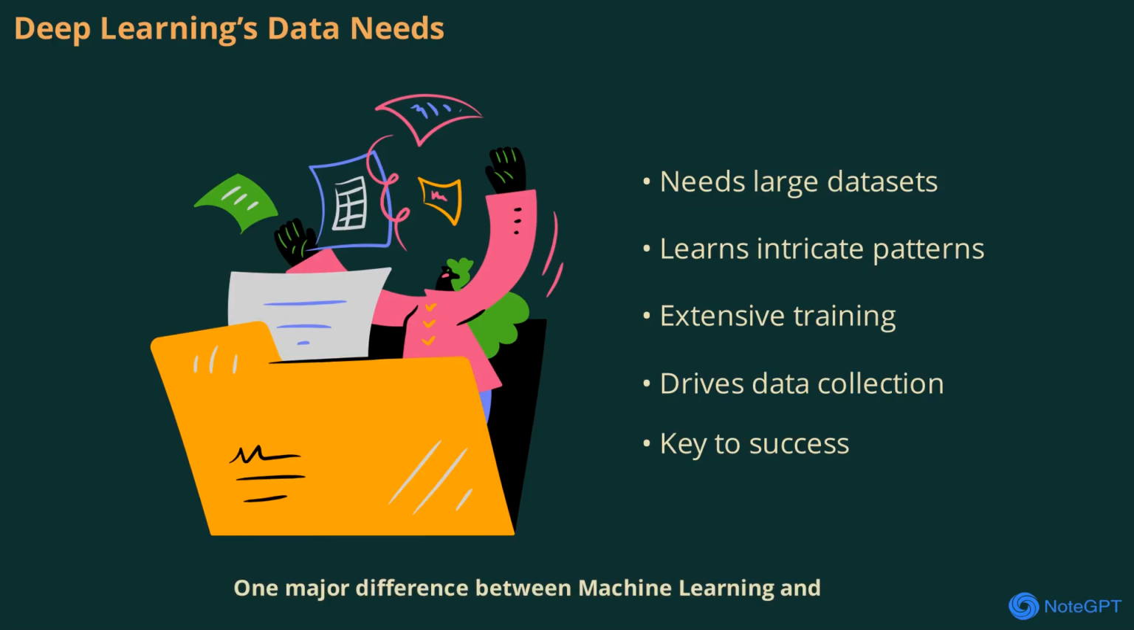One major difference between machine learning and deep learning is the amount of data required. Deep learning models typically need vast amounts of data to perform well. This is because their complex neural networks learn intricate patterns and features, which requires extensive training. In contrast, machine learning can often work effectively with smaller datasets. The need for large datasets in deep learning has driven advancements in data collection and storage, making it possible to tackle more challenging problems. This data dependency is a key factor in the success of deep learning applications.